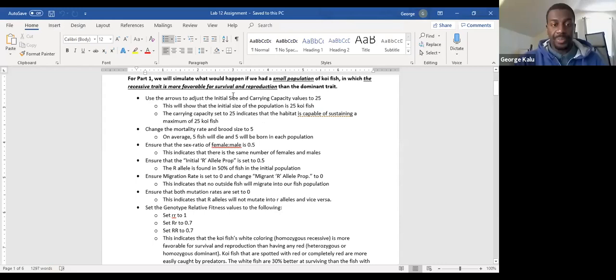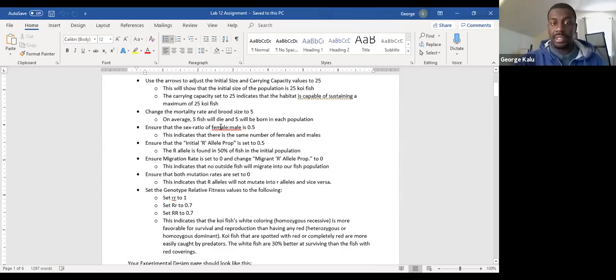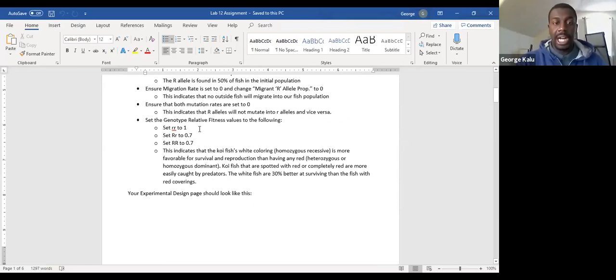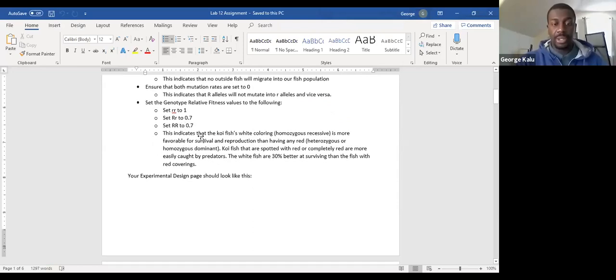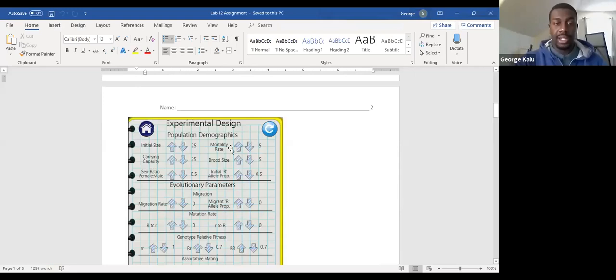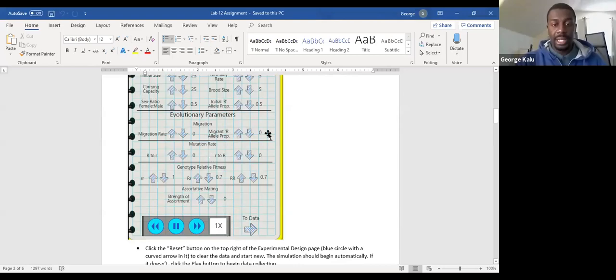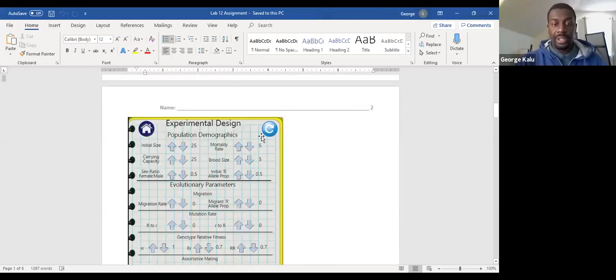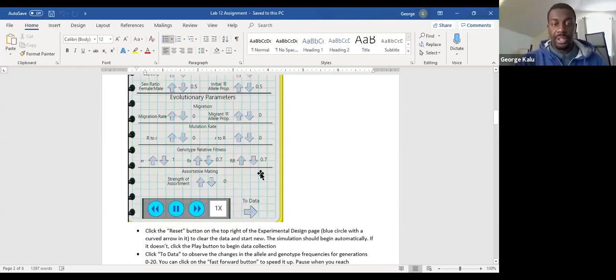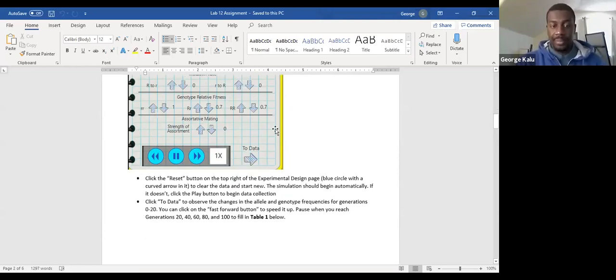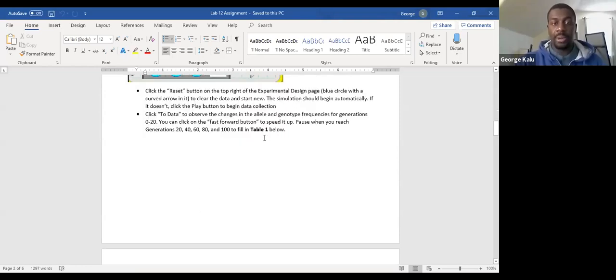Okay. So we're first going to start with a small population of fish. Okay. And again, you just read this over. You'll do what it says to do. At the end, or right before you start your experimental design, this is what your experimental design should look like. Okay. Once you have it set, you're going to click the reset button up here. That'll clear everything that's already happened in the meantime, and then you'll hit the play button. Okay. And that will start your data collection. You're going to click to data, and then that will take you directly into your data here.